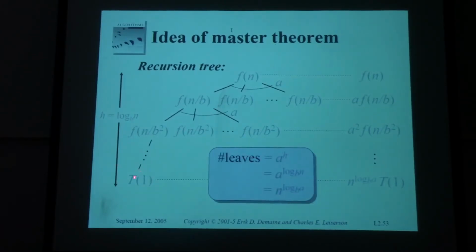This is h, but h is equal to log b of n, and that's why we have a to the log b of n, because that's simply the number of leaves. And a to the log b of n can be written, by switching the a and the n, as n to the log b of a. That's the value. So essentially, that's the number of leaves down here, is this quantity, or this quantity. But this quantity is a little bit easier to work with, because this is the polynomial complexity we're talking about.